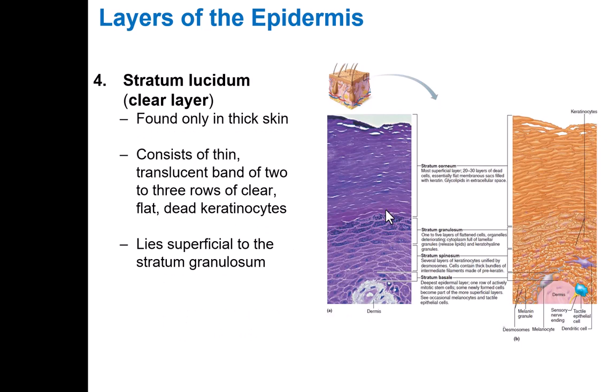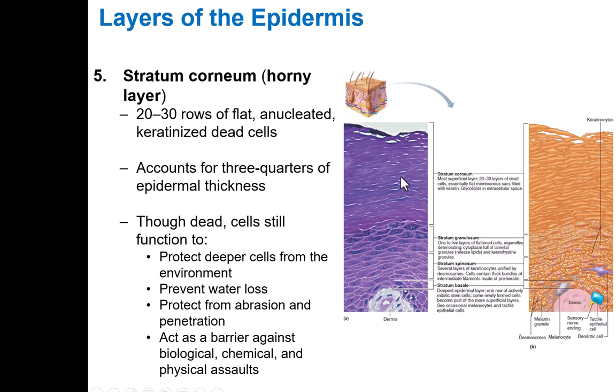There is this extra layer. You cannot see this layer in the image shown here, but it's the stratum lucidum. It does look clear. It's only found in thick skin. So thick skin is palms of your hands and soles of your feet. Dead keratinocytes. It'll be in between the stratum granulosum and the last layer, which is the stratum corneum.